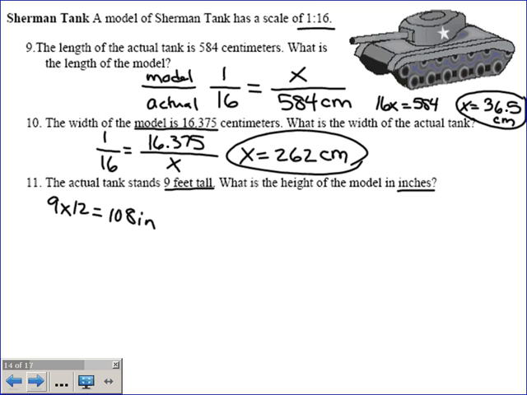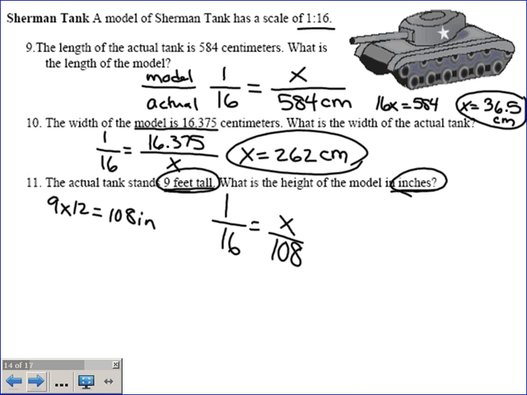Okay, so if we're working with 1 over 16, is my 108 inches going to go on top or bottom? Bottom, because it's actually talking about the actual. So this would be 108 over x. One thing to really watch is if we're talking about feet and inches, generally speaking, you're going to put them in whatever the smaller units are. Usually you convert down to inches, because inches are smaller than feet.